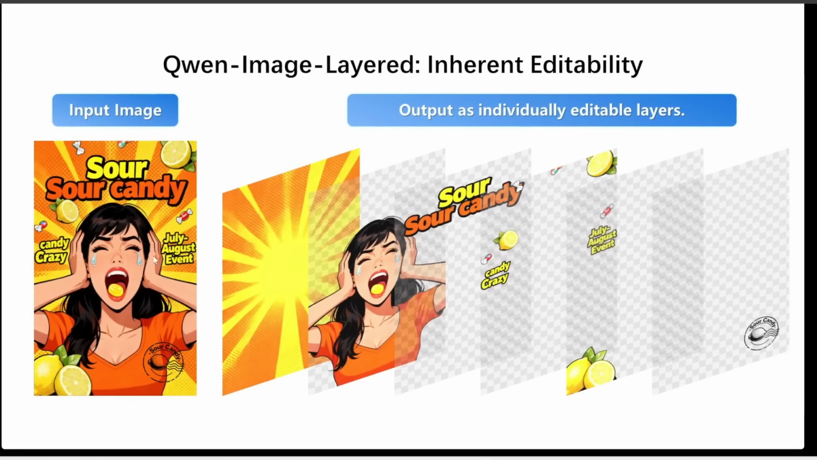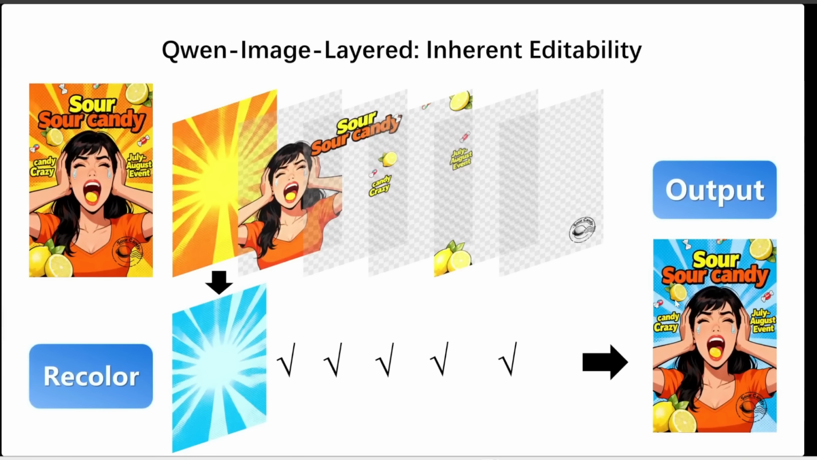So here's an example. You can take this poster and plug it through this AI to break it down into separate transparent layers like this, where we have the background and then the character and then the different text and designs in separate layers. And the advantage of this is you can then just take any individual layer and edit that however you want. For example, we can change the background to blue and it would only change this part while keeping the rest of the layers the same.